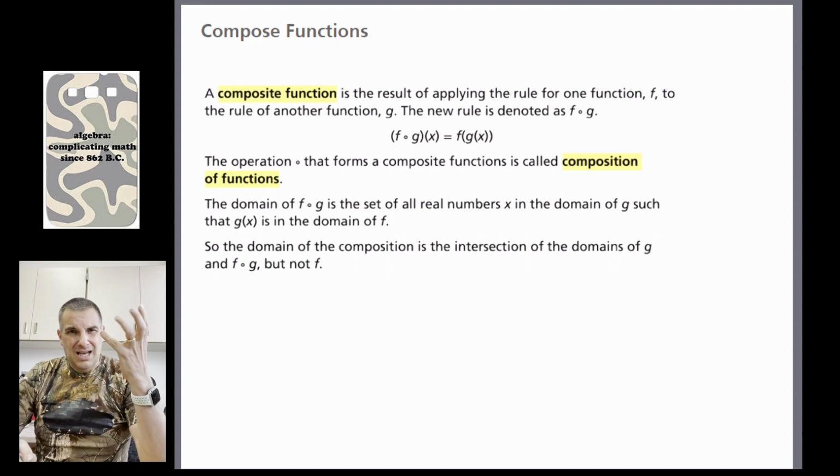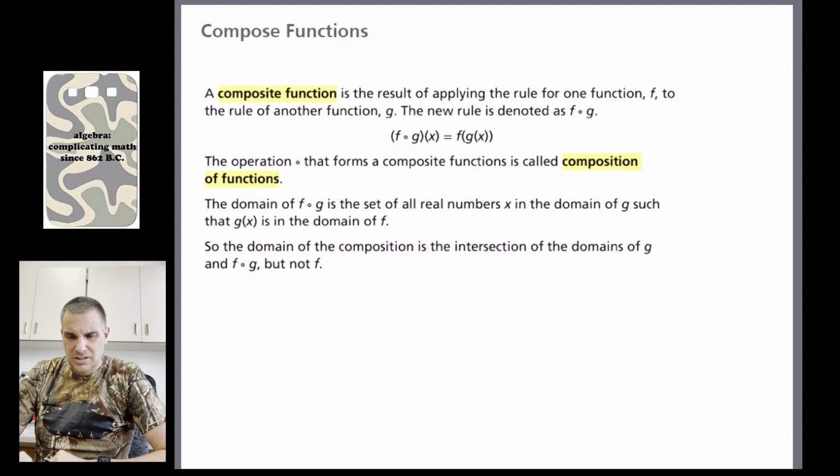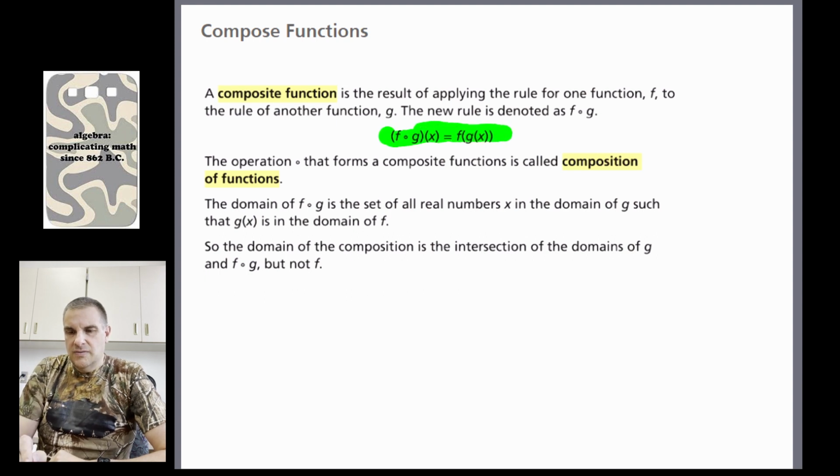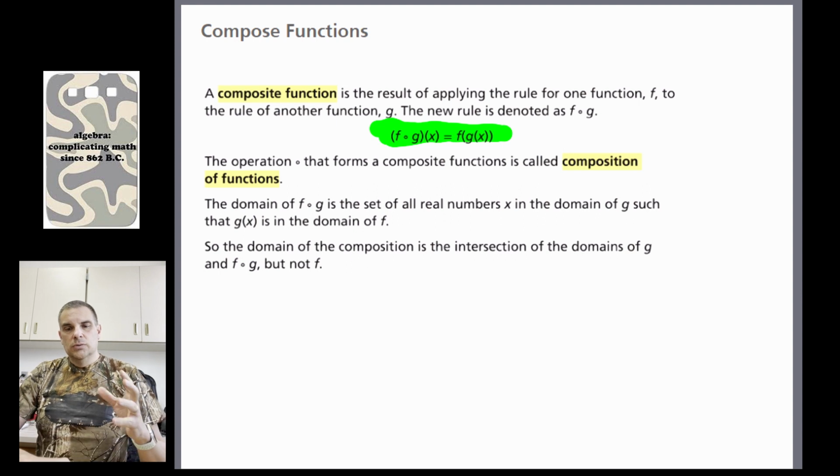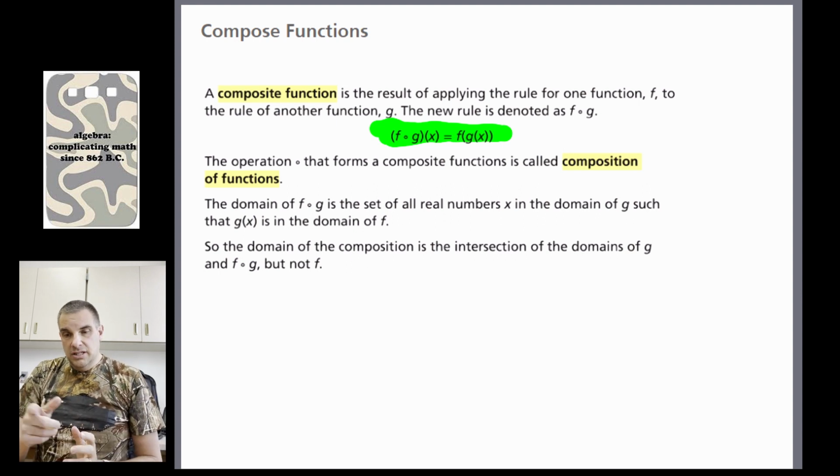Just like we had with adding and subtracting and all of those different things, there are two ways to write a composite function. You can write f of g of x, and the other notation means the same thing, f of g of x. So we've got our two rules in here. The operation is called the composition of functions.